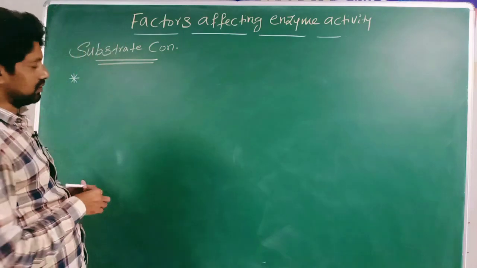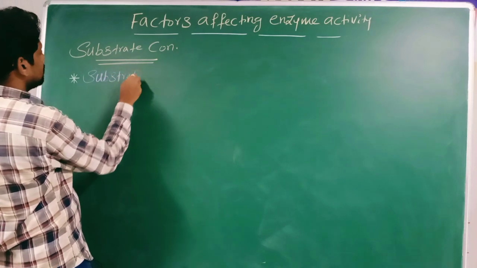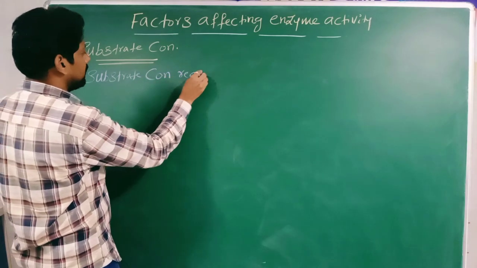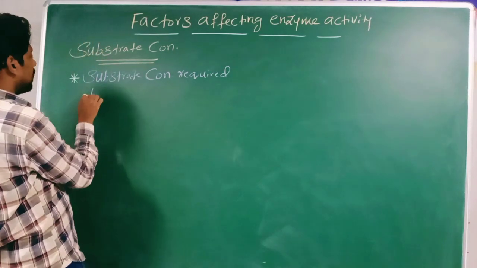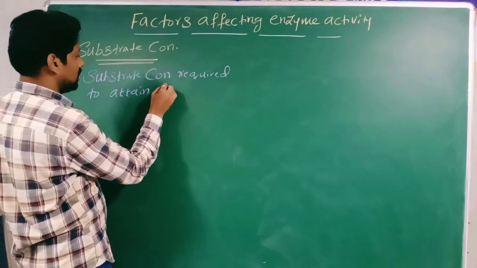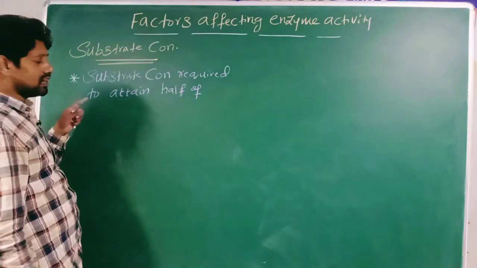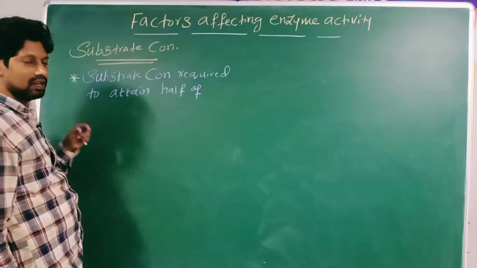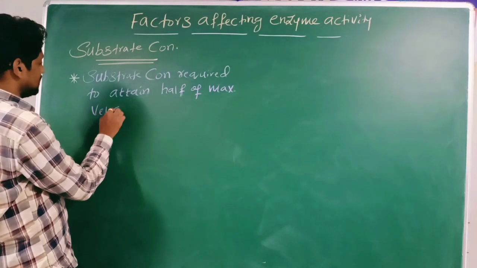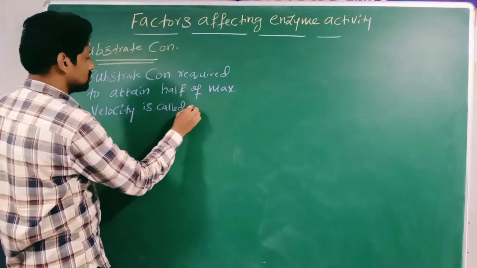Now I am writing the statement. Substrate concentration required to attain half of the maximum velocity is called as what?